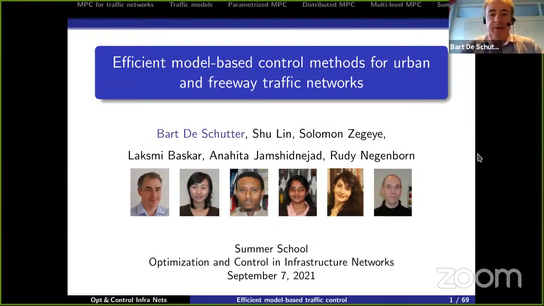So welcome everybody. The presentation is about efficient model-based control methods for urban and freeway traffic networks. And this is actually joint work with a number of past PhD students and postdocs, including Shulin, Solomon Zegeye, Lakshmi Bhaskar, Anahita Jamshidnejad, and Rudy Negenborg.